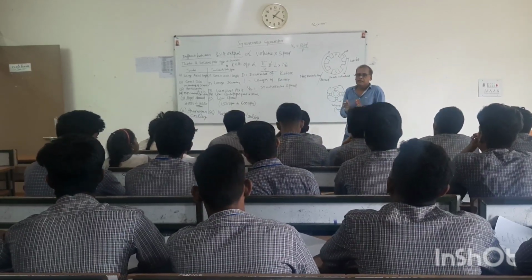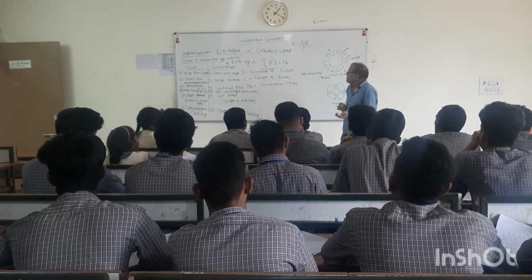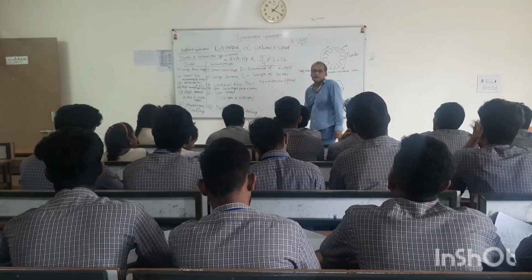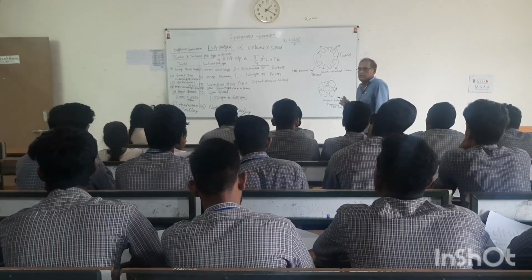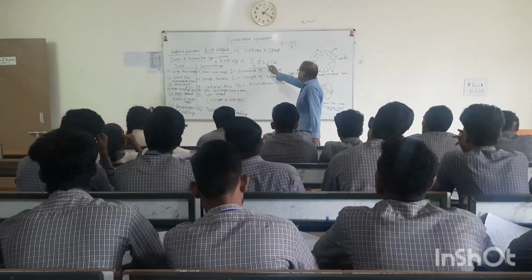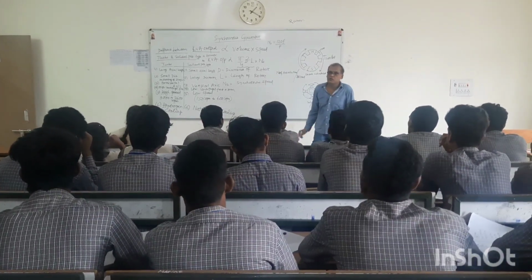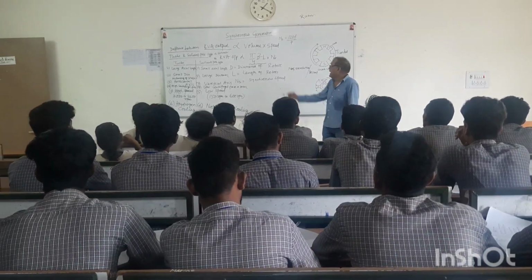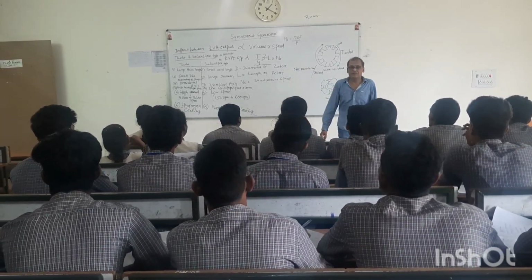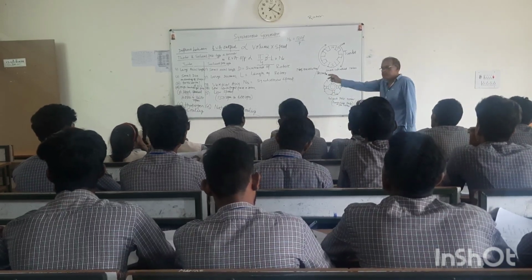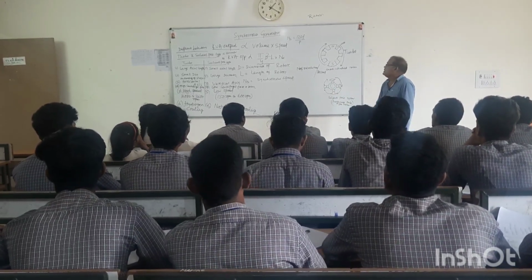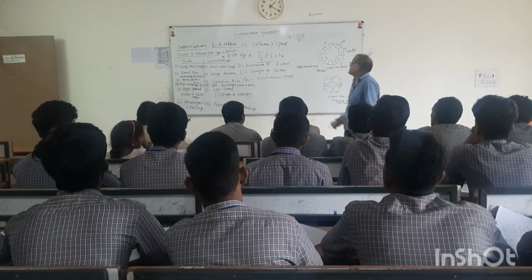Volume means pi by 4 D square, that is the area, and L is the length. So that comes to volume, and Ns is the synchronous speed. D is the diameter of the rotor, L the length of the rotor, and Ns the synchronous speed.